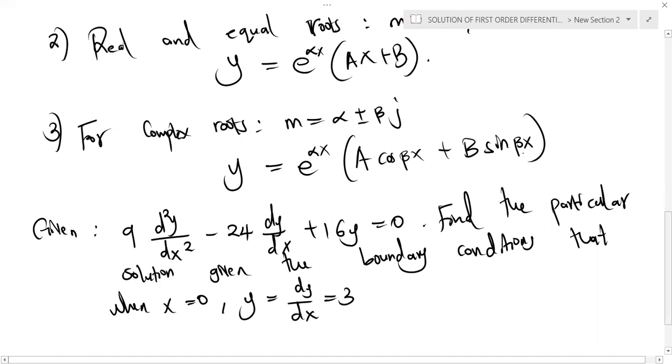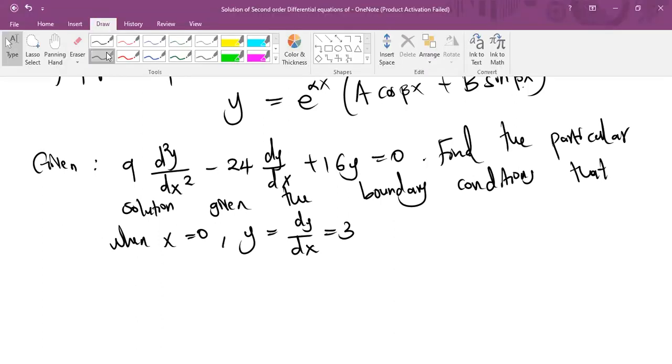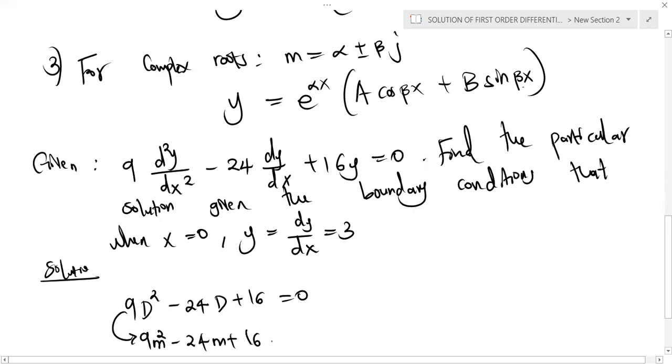Now the procedure is the same for finding the general solution, and after finding our answer, then we are going to replace or put in the boundary conditions. So in order for us to solve, we are going to let d2y be d2, so 9d2 minus 24d plus 16 is equal to 0. Then replace with m to get the auxiliary equation: 9m squared minus 24m plus 16 is equal to 0.